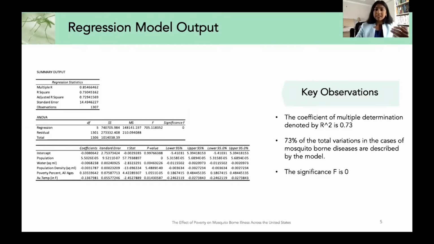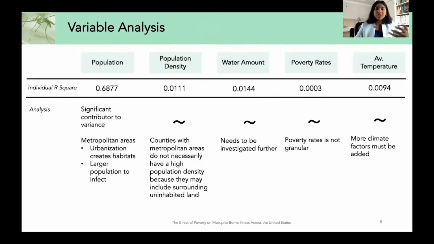This means that 73% of the total variations in the cases of mosquito-borne diseases are described in this model itself. And to further understand which component of the model contributed the most to the R-squared value, we ran individual linear regressions, and we found that population was the biggest contributor to the model. And this may be because urbanization creates habitats for mosquitoes, or it may be because there's a larger population to infect in cities.